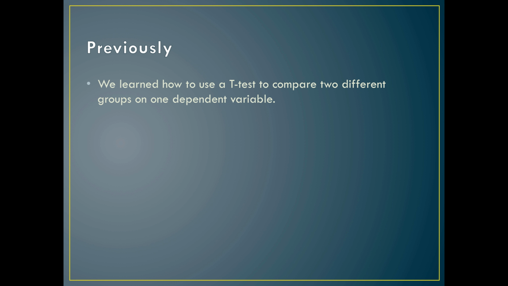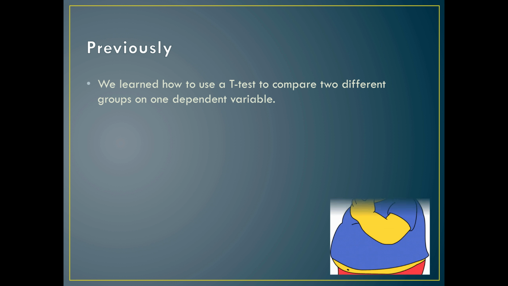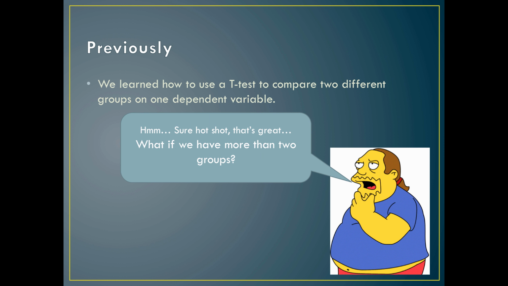So thus far, what have we learned, right? A z-test and a t-test both compared two groups essentially. A z-test was about comparing a population and a sample, and a t-test compared two groups on a dependent variable. Well, what do we do when we have more than two groups? Apparently a t-test or a z-test won't cut it, so we need to have something else.